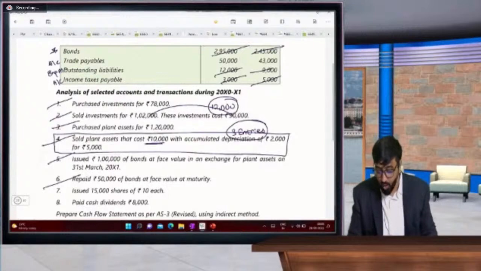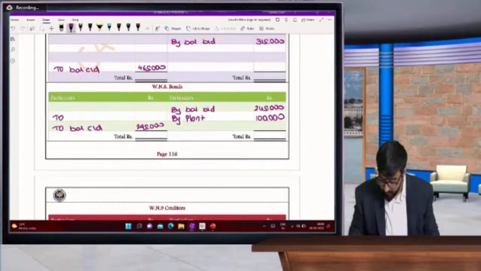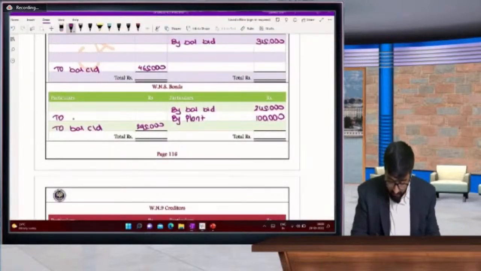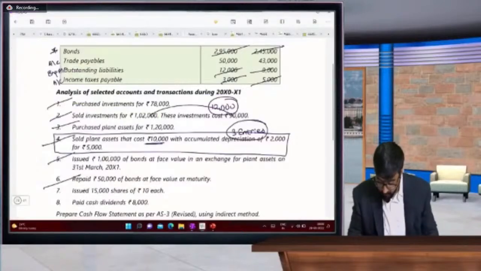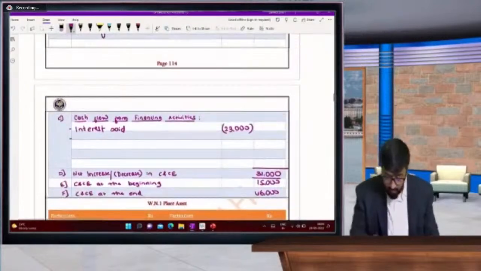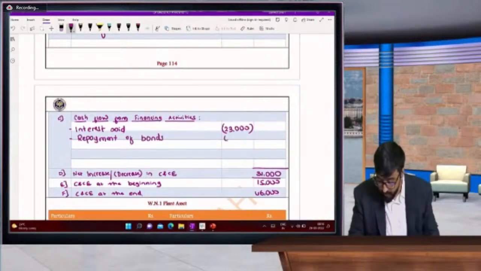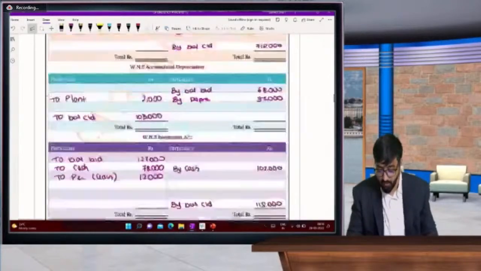Repaid 50,000 of bonds at face value. So bonds account debit, by how much to bank? 50,000. And the second effect is in financing activity: bonds repaid, repayment of bonds, negative 50,000 outflow.